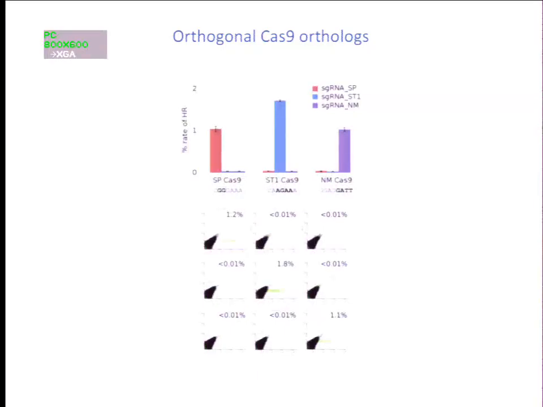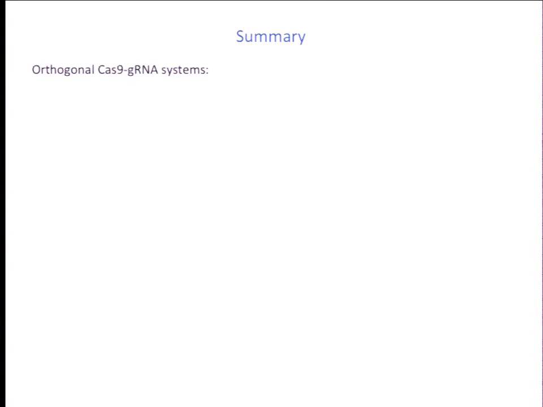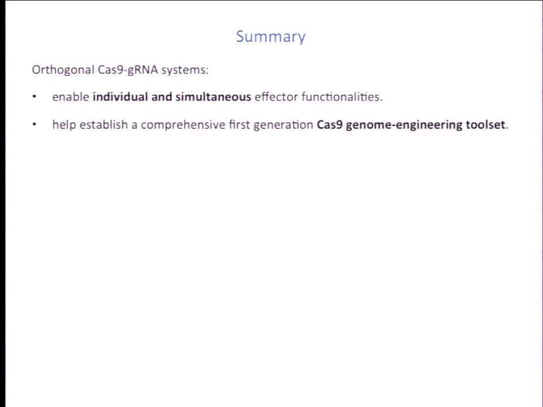And indeed, that is similarly true for the ST1 Cas9. That shows its most robust activity in the presence of its guide RNA and not any of the other guide RNAs, and so on and so forth. So indeed, these 3 Cas9s are very orthogonal to each other, and in theory can be used to attach appropriate effector domains onto each of these Cas9s and do orthogonal sort of genome regulation functionalities. So in summary, the orthogonal Cas9 guide RNA systems enable both individual and simultaneous effector functionalities. But they also help us establish a sort of comprehensive first-generation Cas9 genome engineering toolset.